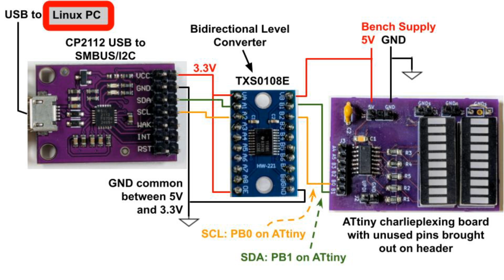I use an Ubuntu Linux PC to control the LEDs on the Charlieplexing board. This means that I need a USB to I2C bridge. I use a CP2112 board for this purpose, but it uses 3.3 volt signaling while I want the ATtiny to run at 5 volts. So I also need a bidirectional signal level converter.